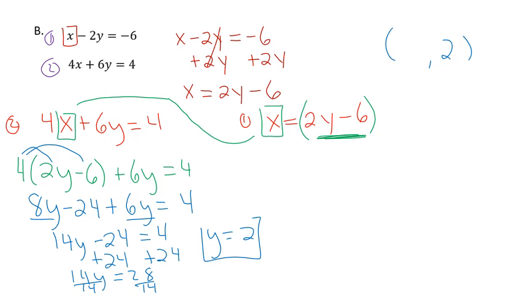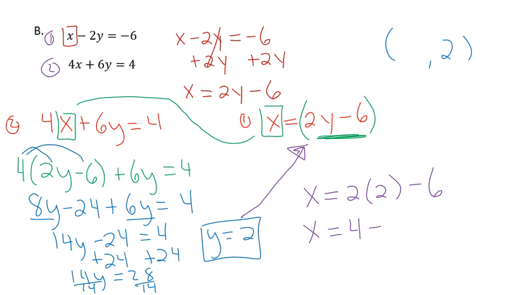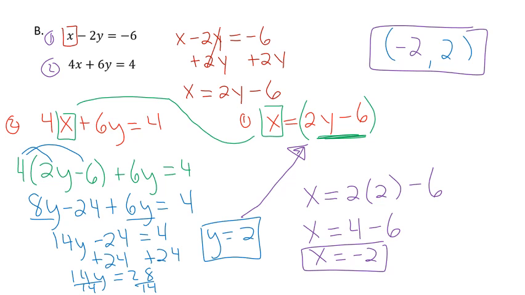And again, we're not done with the problem once we get one of the variables. We then have to substitute it back in. So I'm going to go ahead and in that other equation now, wherever I see a y, I'm going to put a 2. Again, you can use either equation, just that one where x is by itself is a little easier to use. So 4 minus 6, we get negative 2. And so my answer for this would be negative 2 comma 2.